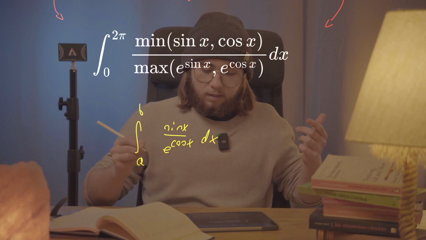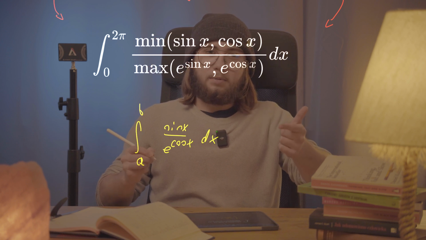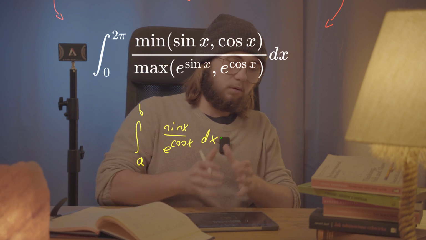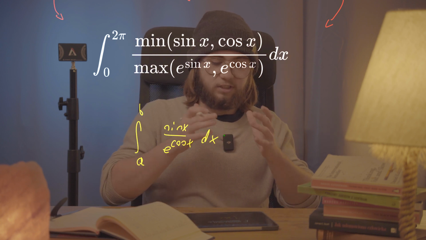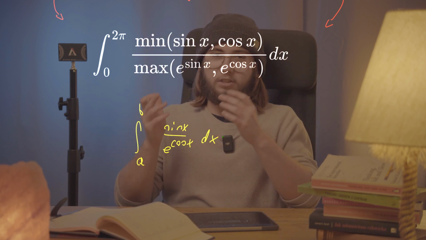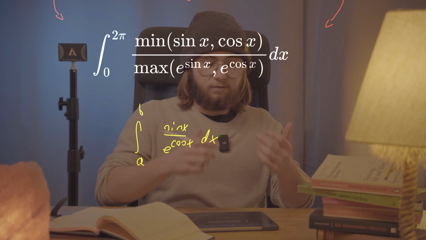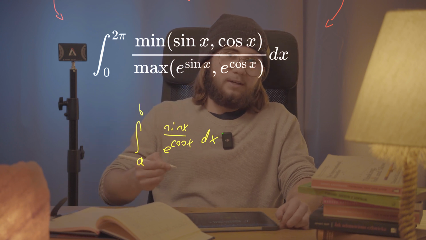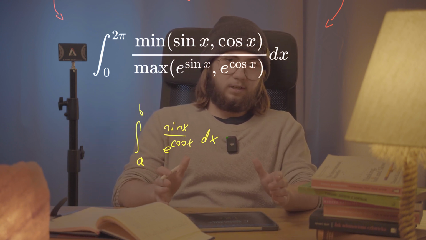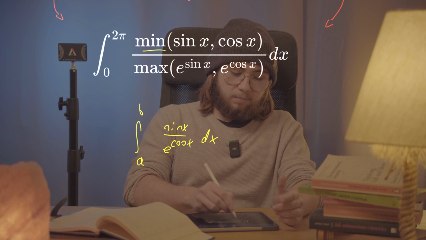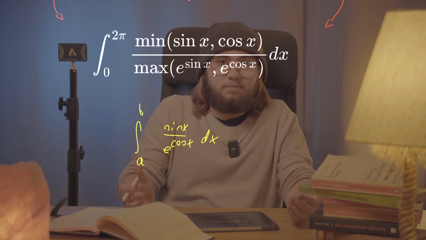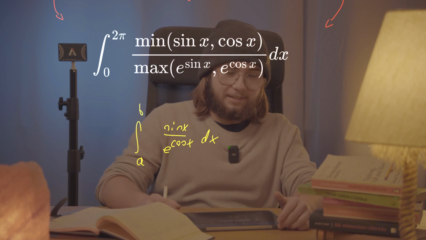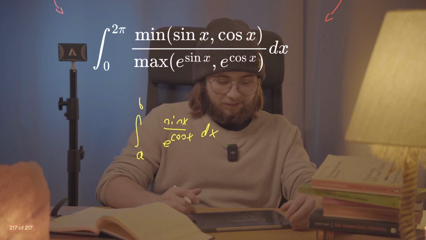And this should give you guys an idea, because it means that if we find those intervals between 0 and 2 pi on which sine is less than cosine and cosine is less than sine, and divide the interval we are taking the integral over into those sub-intervals, then we will be able to drop those min and max functions that we don't know how to integrate analytically.